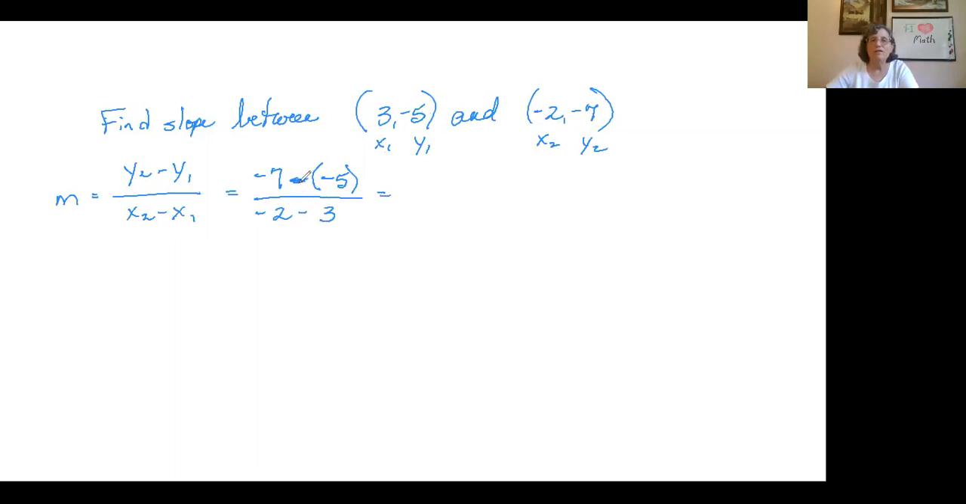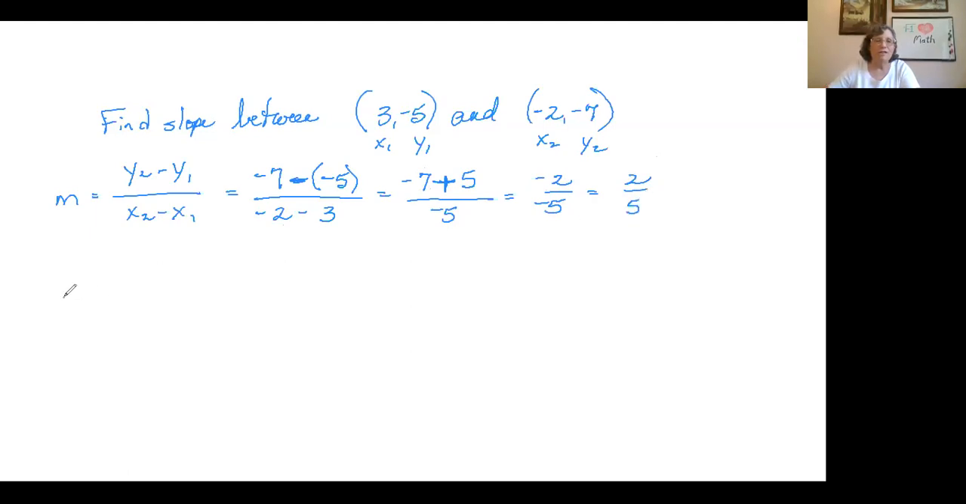Now, the human brain cannot comprehend minus a negative. Anytime you ever see minus a negative, take those two negatives and make one plus out of it. -2 minus 3 is -5. -7 and a +5 is -2, over -5, which is the same thing as a +2/5.